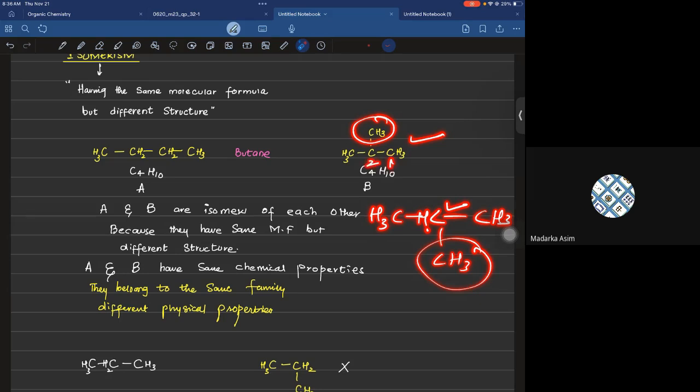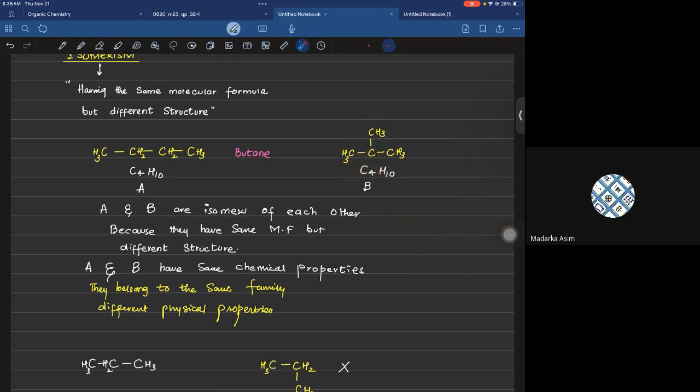This is 1, this is 2, this is 3. The central carbon is the second carbon, and on the central carbon I have CH3. Since the position is the same, it's up to you whether you write it above or below. No matter where you write it, it's up to you. So that's why I'm saying that both structures are the same.